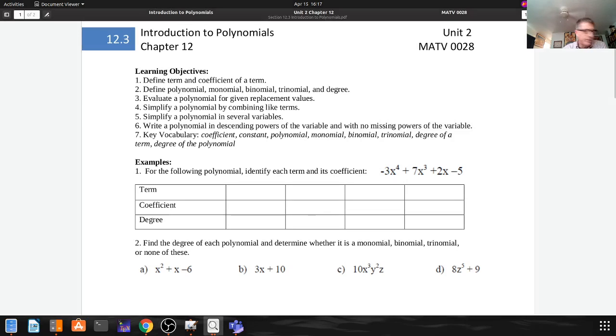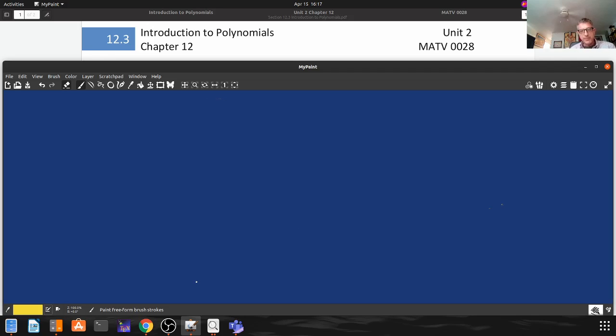So let's start 12.3, Introduction to Polynomials. And we have various objectives to accomplish today. The first thing we're going to do is talk about the meaning of the word term.